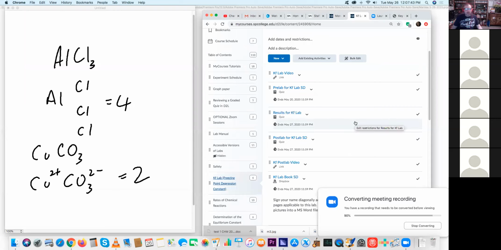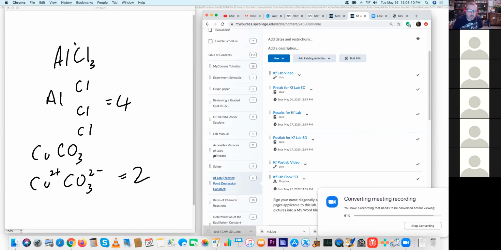Okay. All right. Any other questions about the KF lab? A lot of people have already submitted it. They seem to be okay with the calculations. It's not incredibly involved. Does anybody need any help with the calculations? This is what this session's for. And then I was going to start on the rate of reactions as well. Any questions about the KF?